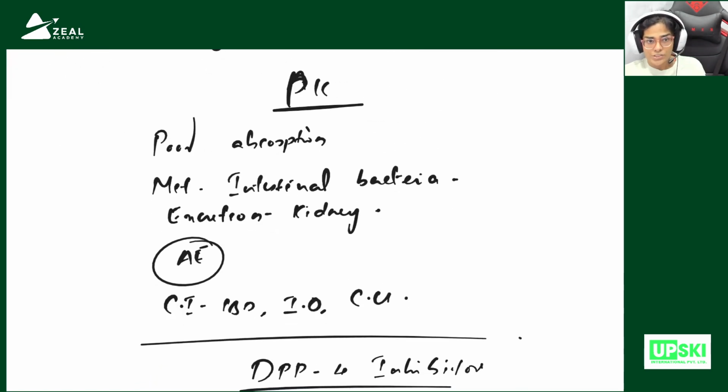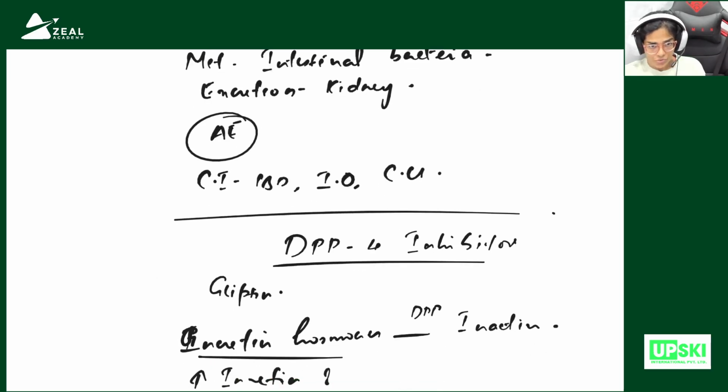What are the pharmacokinetic properties? Poor absorption from the gastrointestinal tract, because we need the action in the gastrointestinal tract. Metabolism happens through intestinal bacteria and excretion through the kidney.